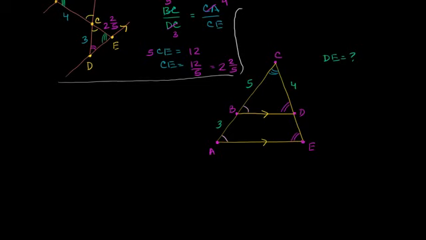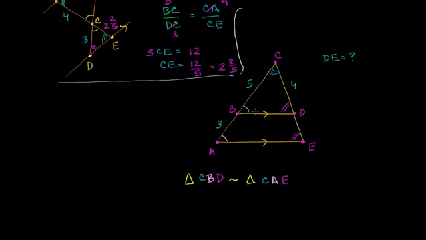So we now know, and once again this is an important thing to do, to make sure that you write it in the right order when you write your similarity, that triangle CBD is similar, not congruent, it is similar to triangle CAE, which means that the ratio of corresponding sides is going to be constant.